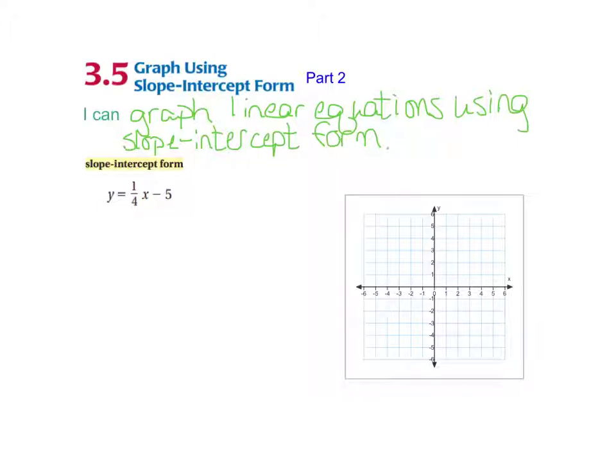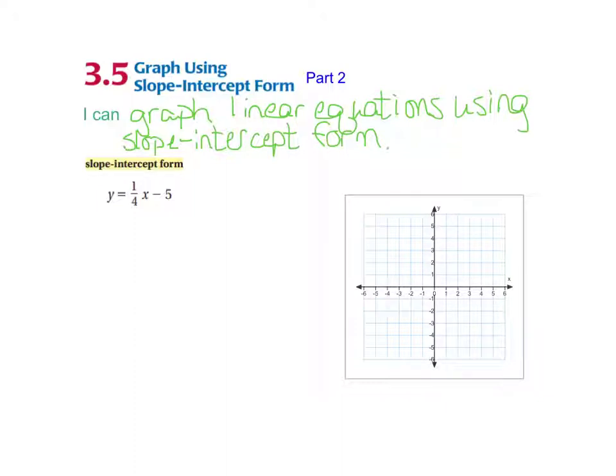Then we looked at graphing using the x-intercept and the y-intercept. Those equations were usually in standard form. We plugged in 0 for y and we found the x-intercept. We plugged in 0 for x, we found the y-intercept. Again, not hard, but works best in certain situations.